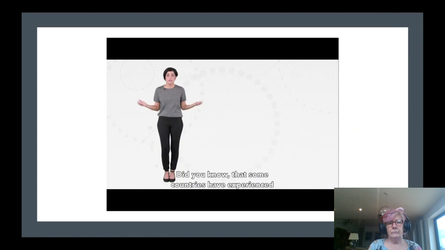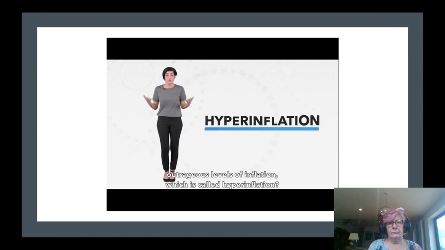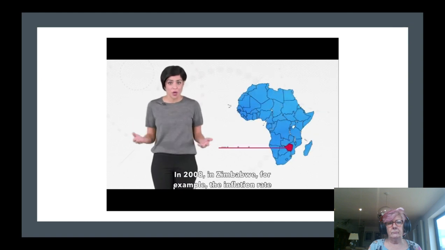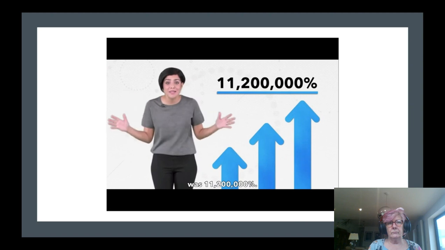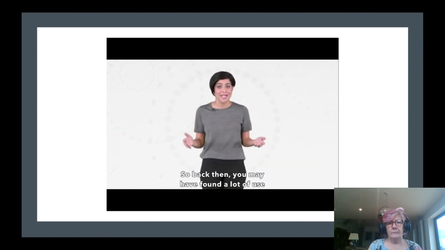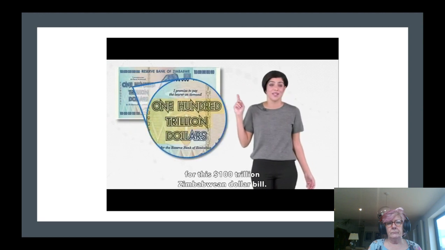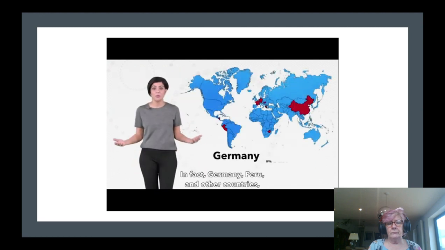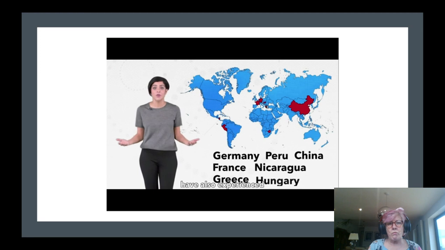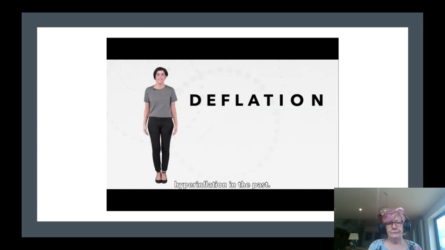Did you know that some countries have experienced outrageous levels of inflation, which is called hyperinflation? In 2008 in Zimbabwe, for example, the inflation rate was 11.2 million%. So back then, you may have found a lot of use for this 100 trillion Zimbabwean dollar bill. In fact, Germany, Peru, and other countries have also experienced hyperinflation in the past.